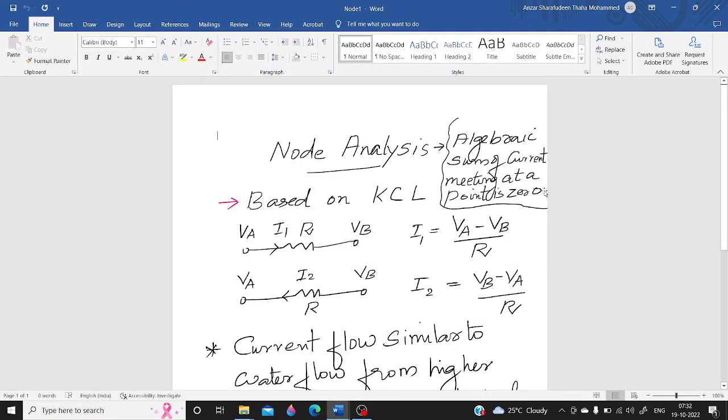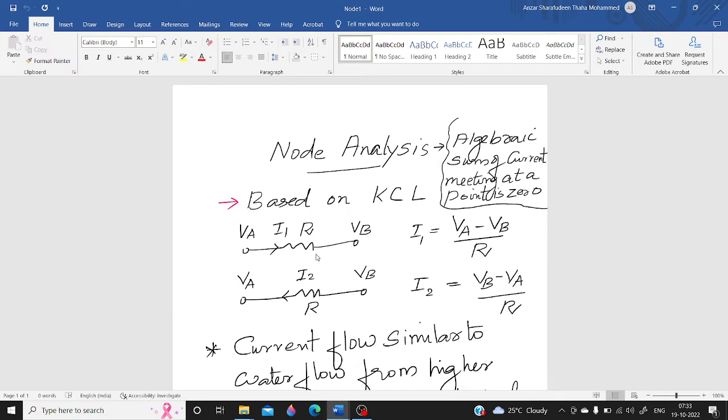Now let us consider the nodal analysis approach for solving the network. Actually, nodal analysis is based on Kirchhoff's current law, which states that the algebraic sum of current meeting at a point is zero. Suppose we have a resistor like this, VA and VB are the terminal voltages across the resistor R, and let I1 be the current flowing through the resistor.